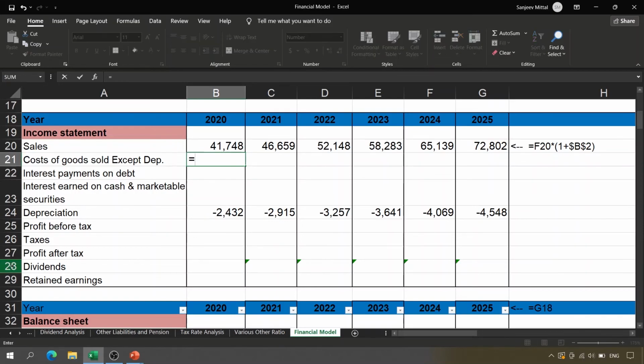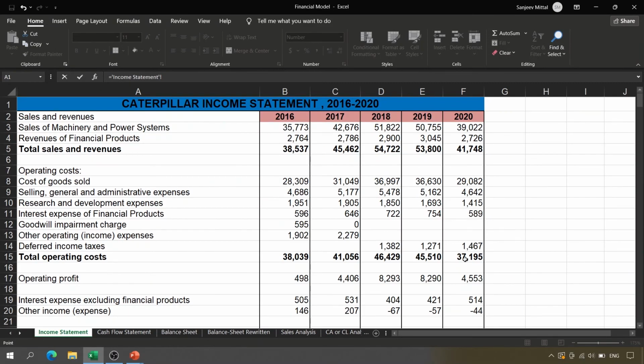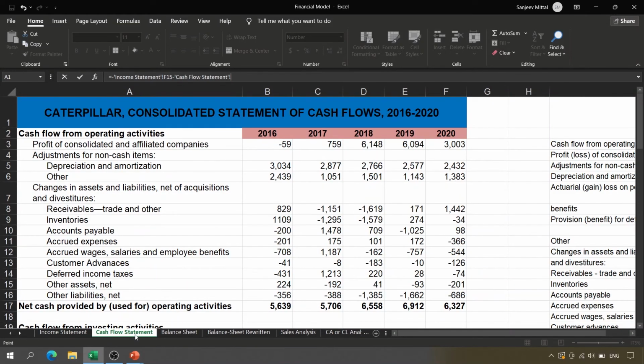Now, we shall go to our income statement for the year 2020. And inside it, we can simply see our total operating cost. Inside this total operating cost, depreciation is already hidden. So we have to remove the impact of this depreciation. And also, we need to show these expenses as negative. So I'm writing negative 37,195. After that, we need to remove the impact of the depreciation.